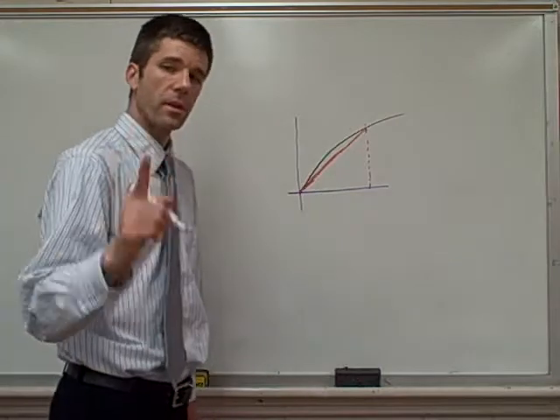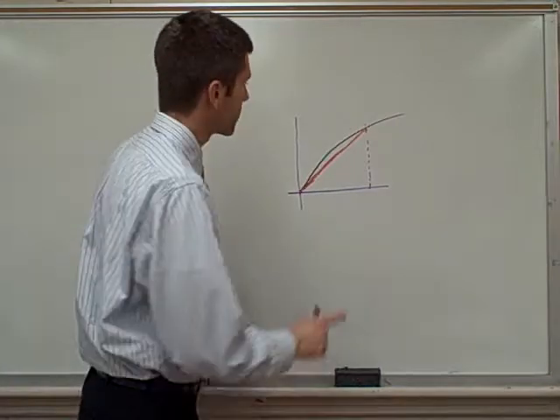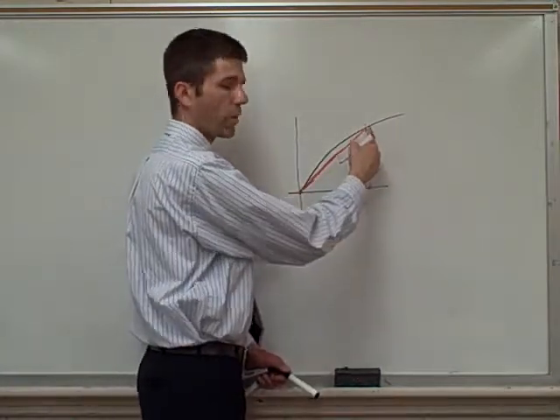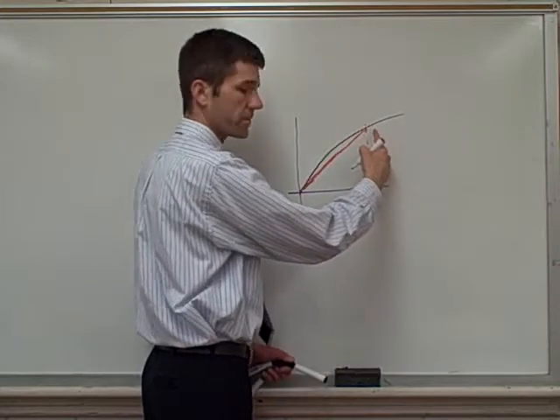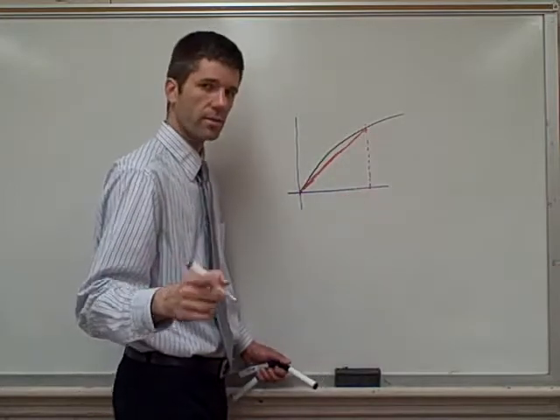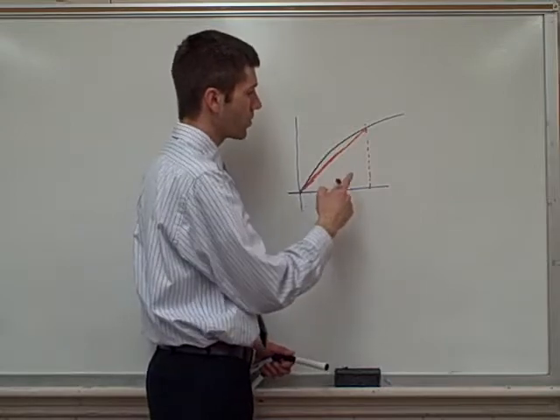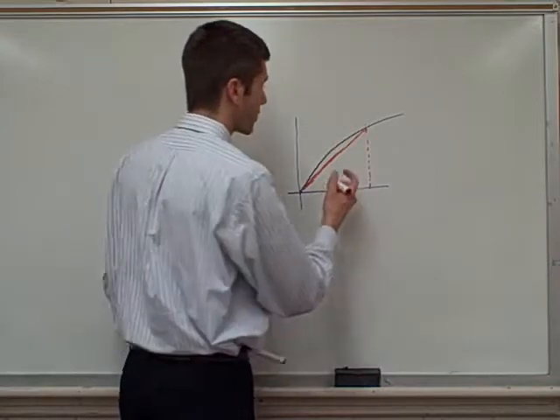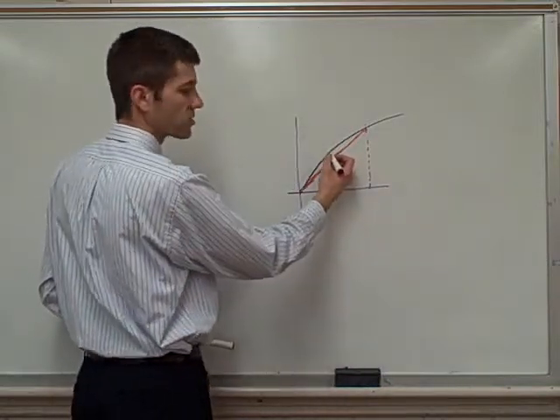slope. The mean value theorem says this. Whatever the slope is on that interval from one endpoint to the other, somewhere on that interval, there is at least one point with an equivalent slope.